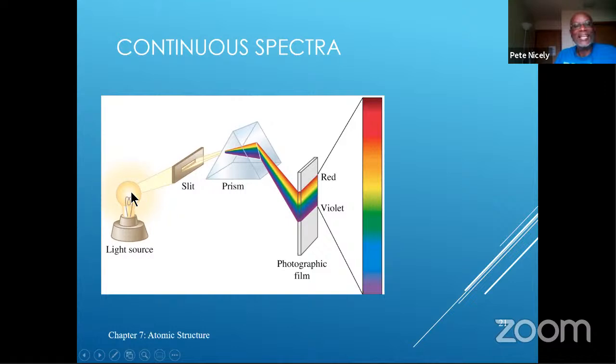So here's your white light source, a lamp, and the beam coming from the lamp goes through the slit, and then the beam emerging from that slit passes through a prism. Now, this prism can be made of glass or plastic. And what the prism does is cause what we call refraction. Refraction is basically the bending of light or other forms of electromagnetic radiation as it passes from one medium to another. So in this case, it's passing from air to the glass or plastic, and then it separates, right?